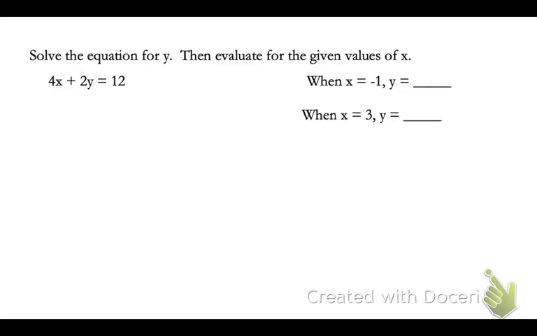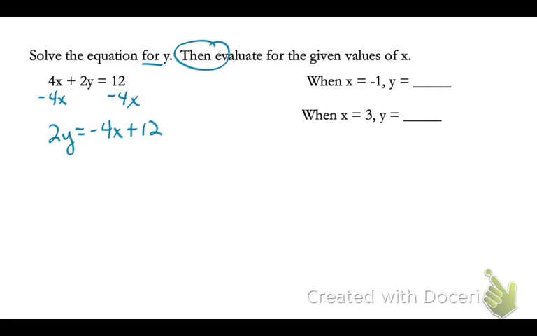All right, now we're going to solve this equation for y. Then we're going to evaluate, okay? So first look over on the left. We have a 4x that's added to our 2y on the left side of the equal sign. So let's start by subtracting that. And we'll rewrite, we have 2y equals negative 4x plus 12.